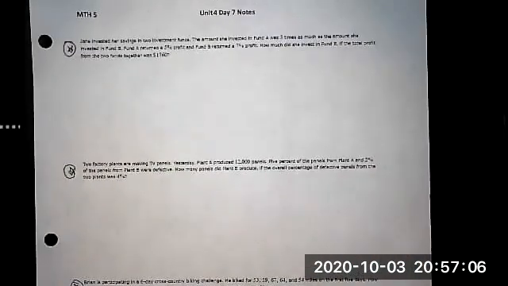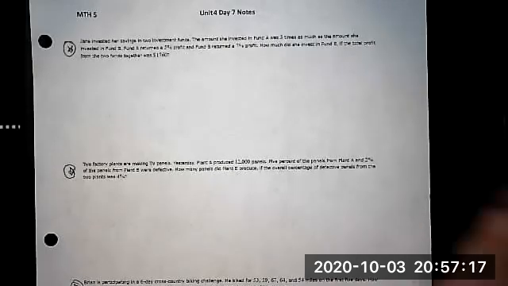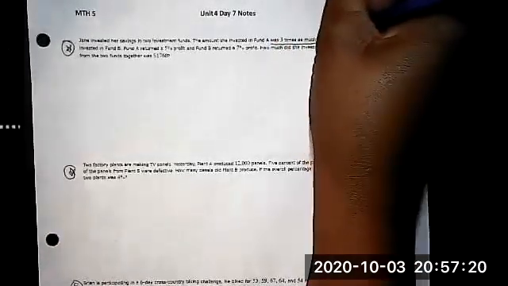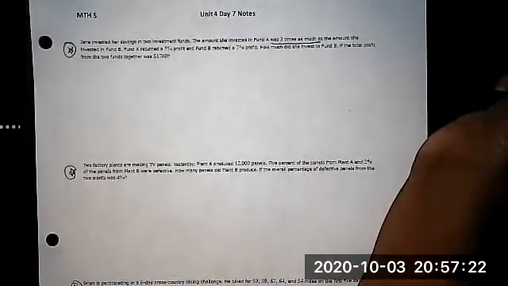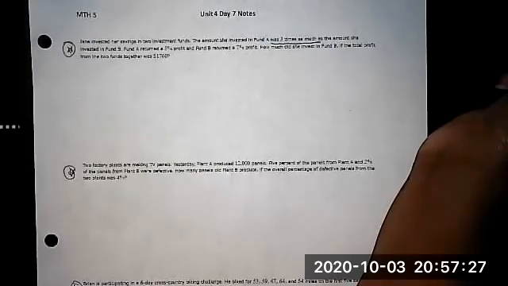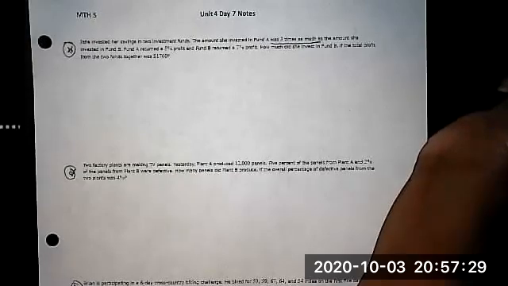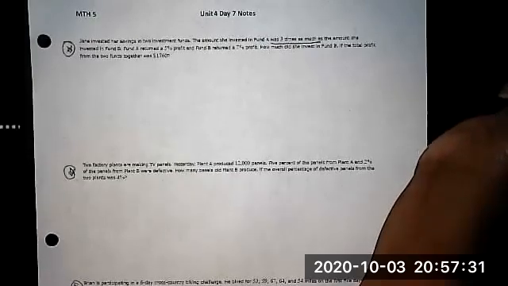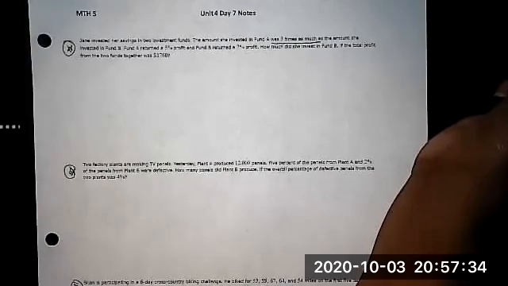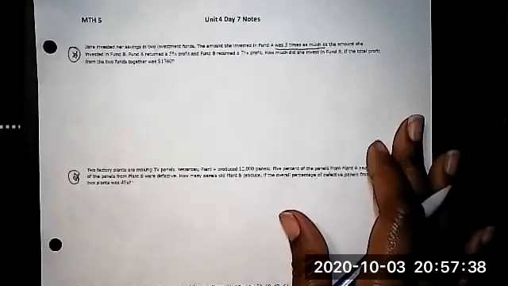And it says, Jane invested her savings in 2 investment funds. The amount she invested in Fund A was 3 times as much as she invested in Fund B. Fund A returned a 5% profit and Fund B returned 7% profit. How much did she invest in Fund B if the total profit from the 2 funds together was $1,760?